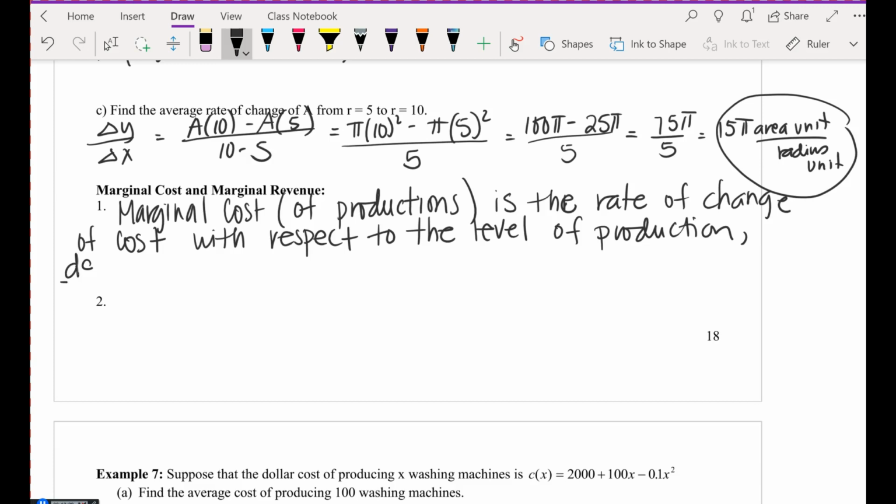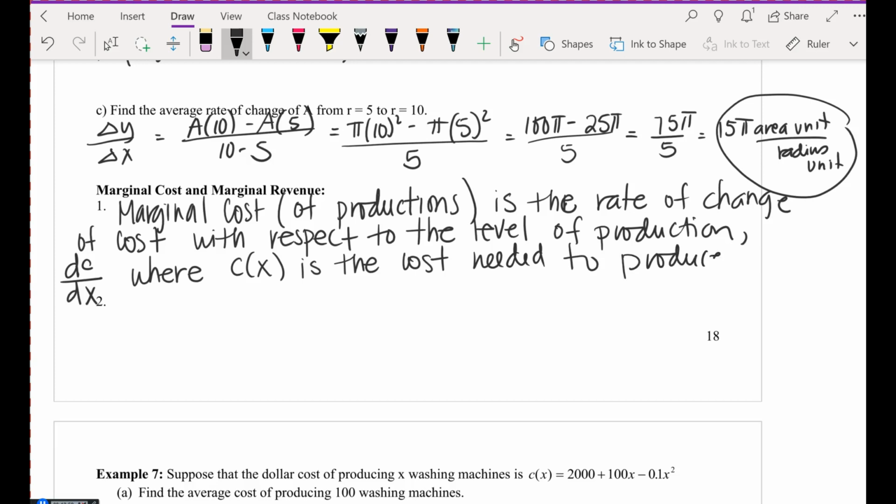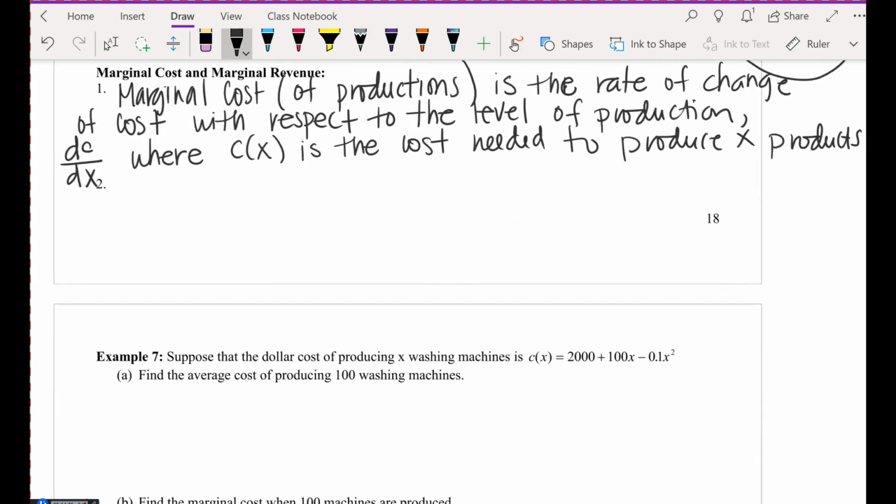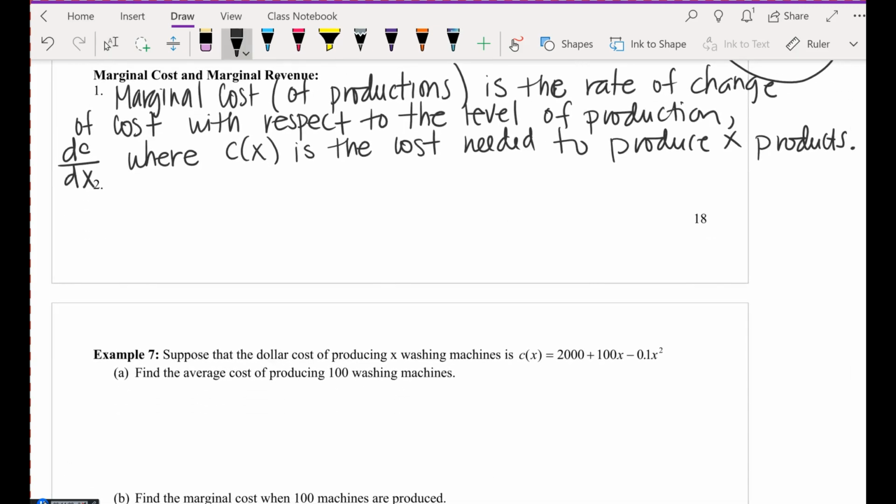Normally we write dC over dx, where C of x is the cost needed to produce x products. Bless you. Okay. dC over dx, where C of x is the cost, and x is how many items you are making.